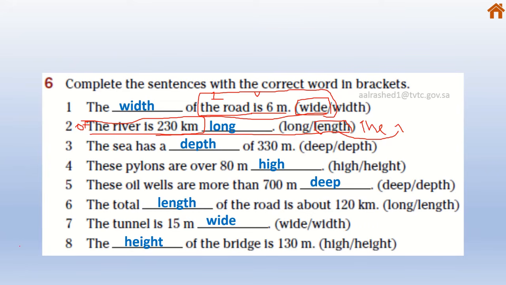Okay let's see 3. The sea has a depth of 330 meters. I need to use deep, which basically you need to put it at the end. Here you need to substitute has with is. The sea is 330 meter deep.